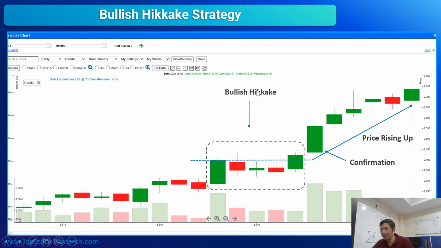Of course, each of these patterns has certain guidelines, that this should be a small Harami pattern, then this should be a small candle. Red or green really doesn't matter that much, but the general sense should be that it stays within this range, and then the breakout happens. If this is red, then it's not a Hikkake pattern. It starts from here and ends here, so it's not a pattern. So the color really matters a lot.